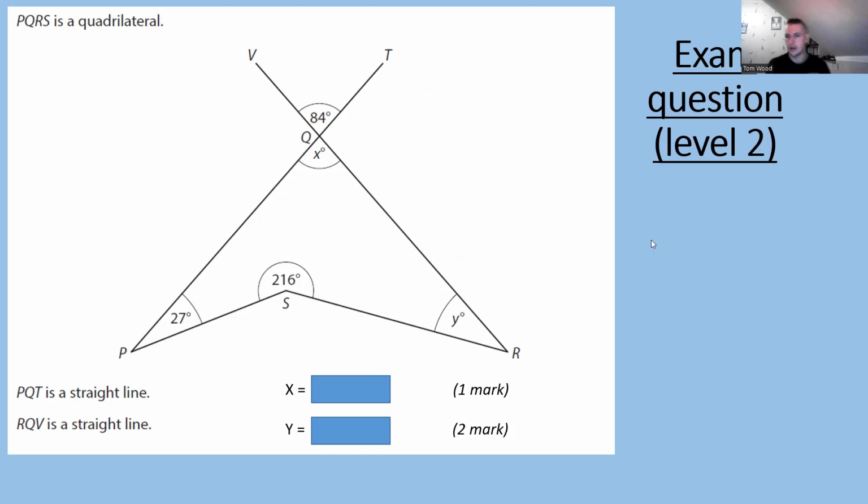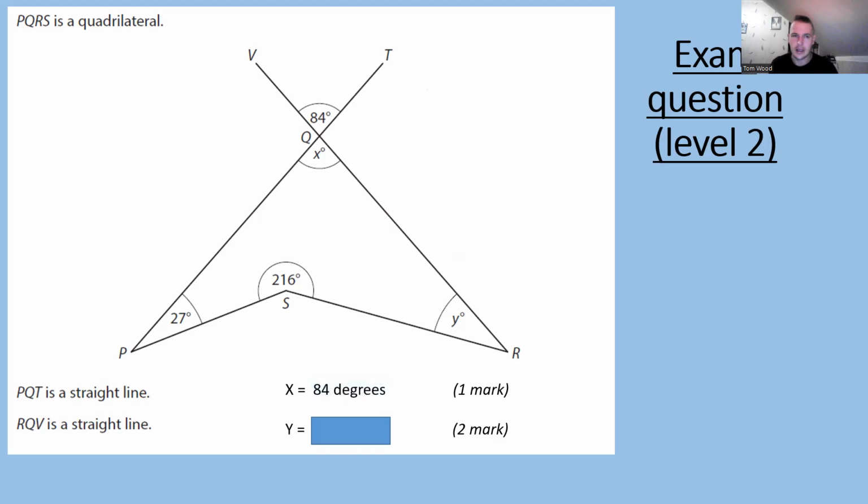Mark, yeah, absolutely brilliant, and Claire as well, absolutely spot on there. This is one of those things where if you know it, you get the mark. If you don't, then there's no way you can calculate it or work it out. But angle x itself is going to be 84 degrees, like you said.